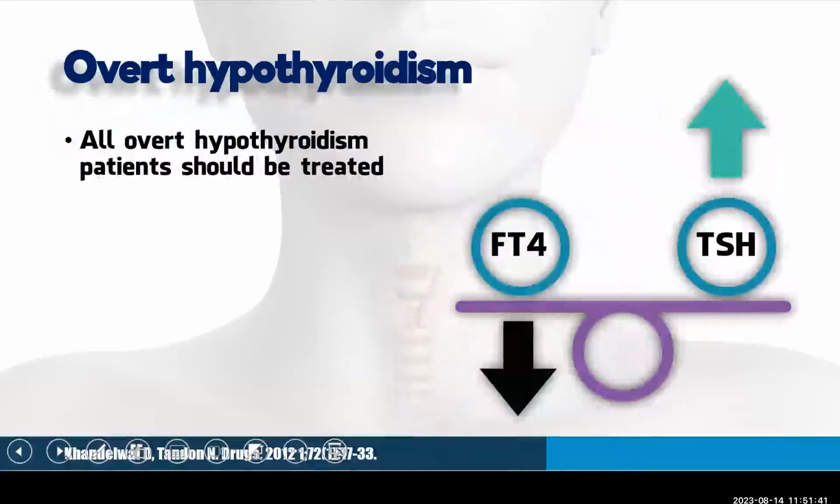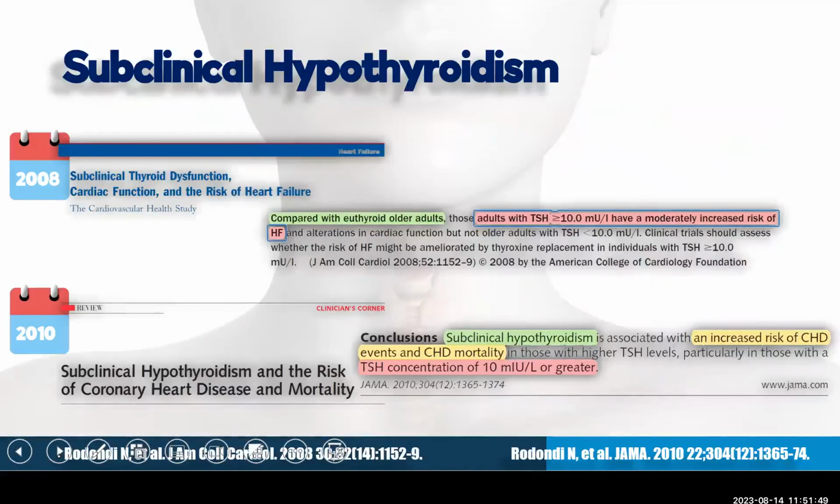Who should be treated? We actually should treat all patients who have overt hypothyroidism. However, when it comes to subclinical hypothyroidism, some of the patients would benefit from the treatment and some will not benefit from the treatment. So actually, they have found that a patient with subclinical hypothyroidism with a TSH 10 or more is at a greater risk of having coronary heart disease morbidity and mortality and heart failure morbidity. So it is recommended that patients with severe subclinical hypothyroidism with a TSH 10 or greater should receive levothyroxine treatment. However, for patients with mild subclinical hypothyroidism, only selected patients would benefit from the treatment.